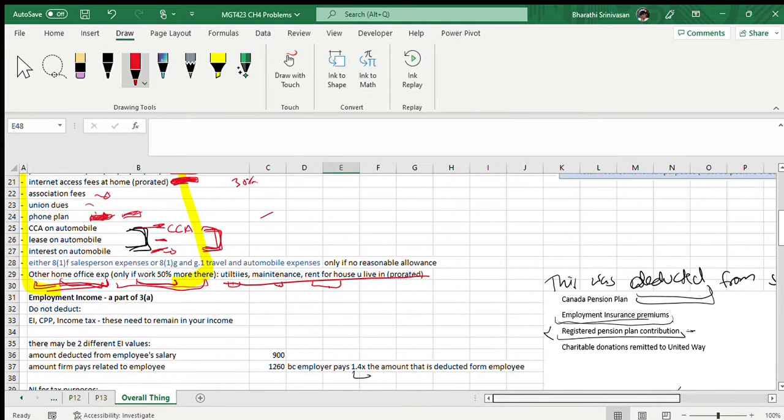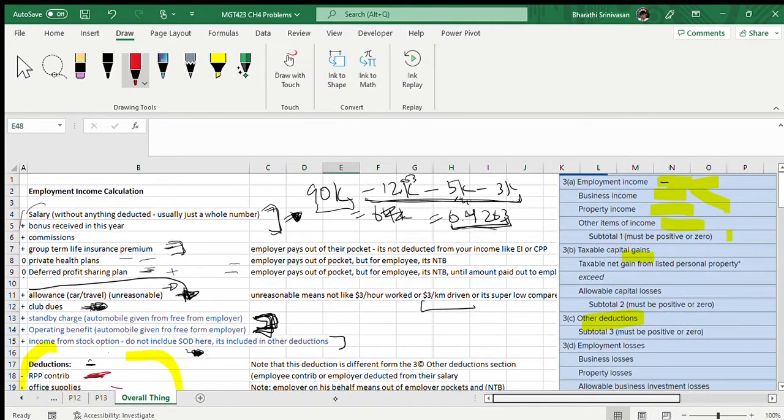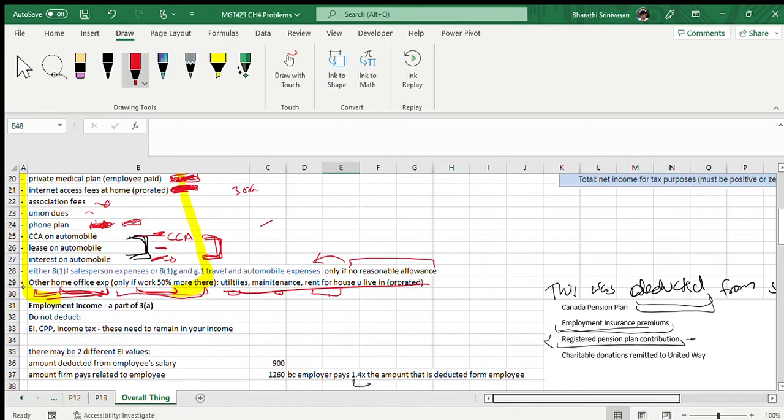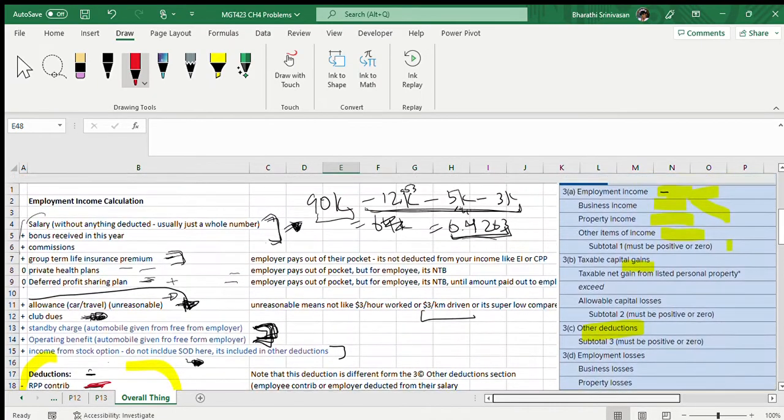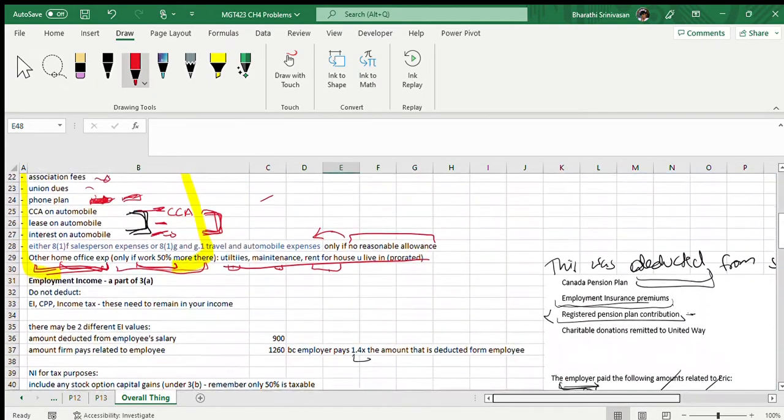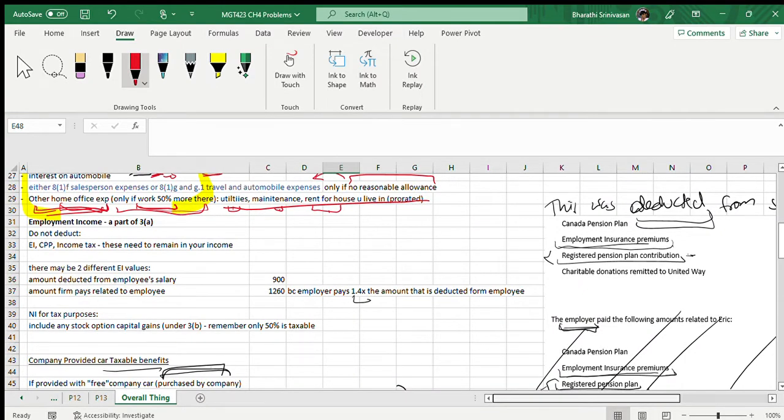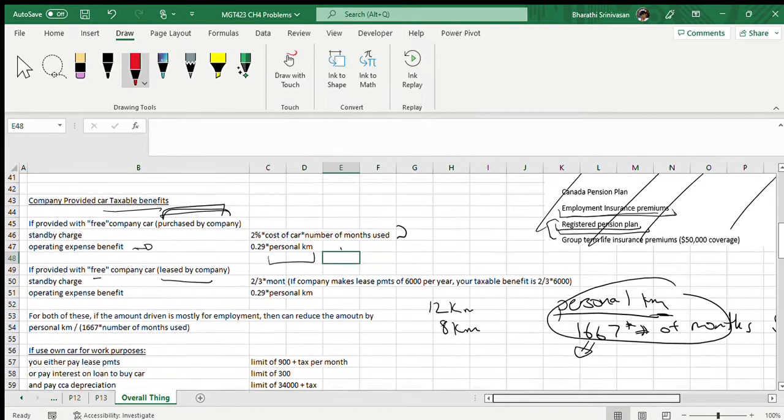Okay. One thing that's sort of big is the salesperson expense, 81F, and the 81G and G.1 travel and automobile expense. First of all, these two types of expenses can only be claimed if there is no reasonable allowance. Remember, if you have an unreasonable allowance, you're adding to your income as a taxable benefit, and then you can deduct your actual expenses from your income. But if you're given a reasonable allowance, like an allowance of $3 per kilometer driven, in that case you cannot deduct it. Okay, so that's that. I'm going to go over this in a bit more detail. I don't know when. Let's see how much there is.